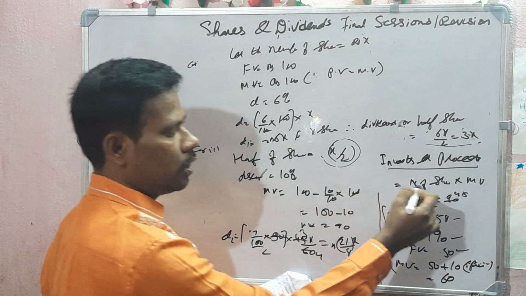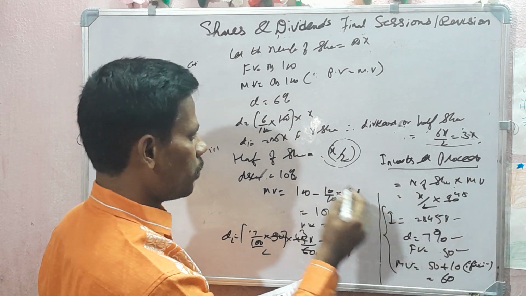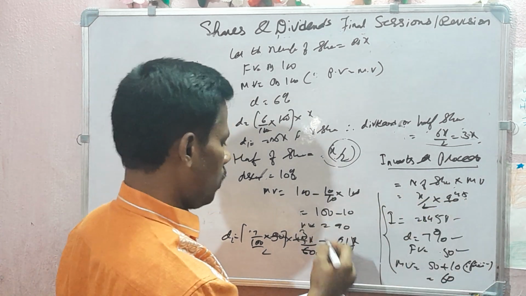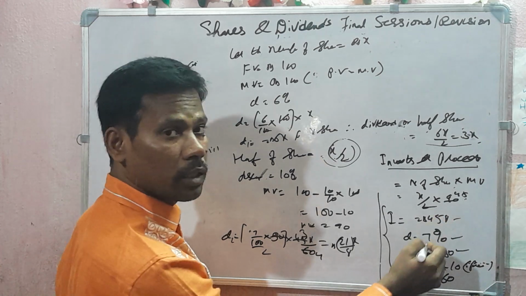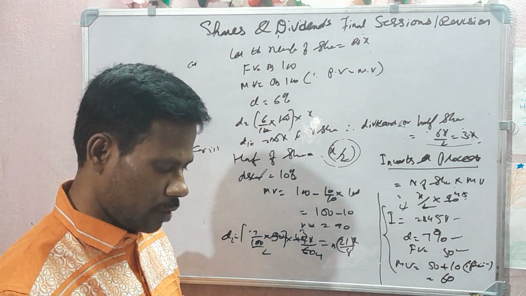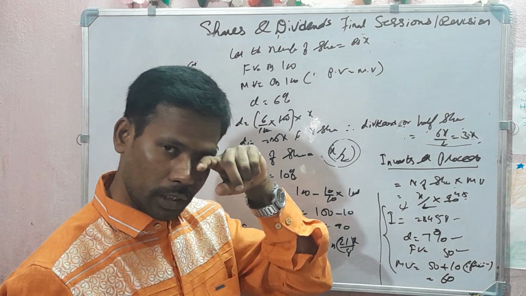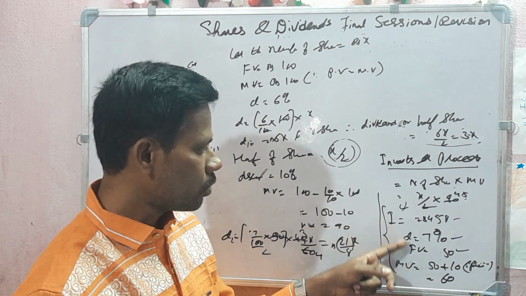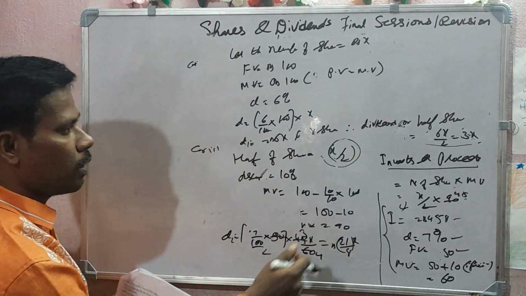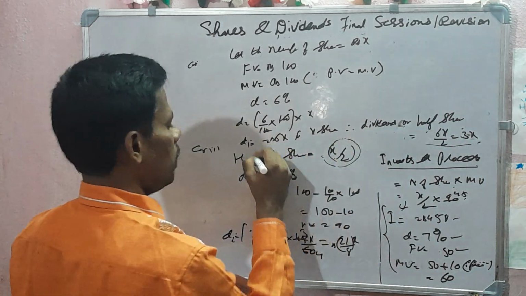Invest the proceed means number of shares into market value. Number of shares are how much? Number of shares are x by 2 into market value is 90, that is 45x. So that becomes the investment. Actually it is nothing but selling price. In other words, it is selling price. So therefore, you applied the formula, I got the answer like this. 21x by 8. So differences D1 minus D2.